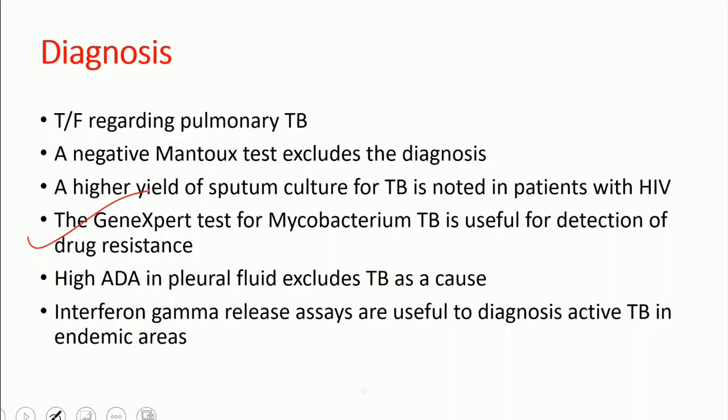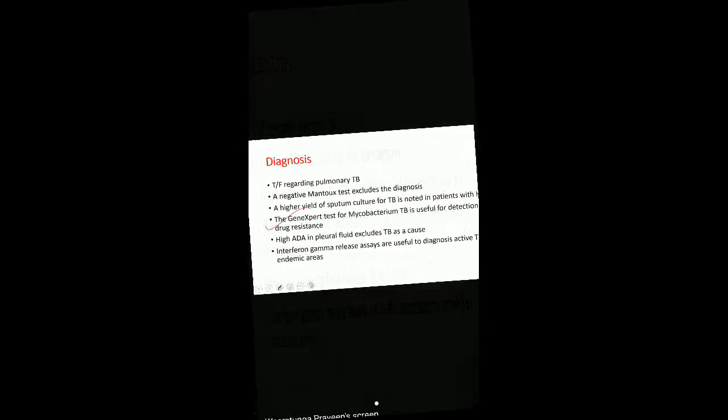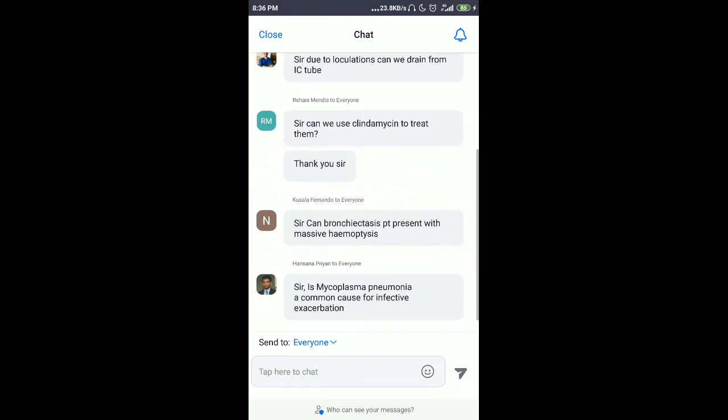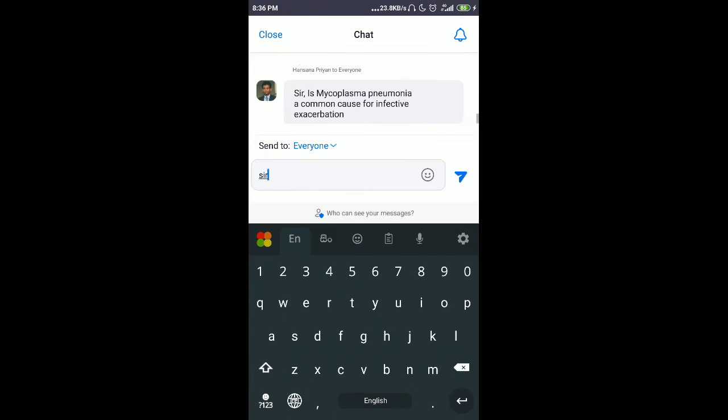But we don't use ADA for any other thing, right? For example, you can't diagnose spinal TB and things with ADA. CSF ADA measurements are not useful. So it is pleural fluid ADA that is important. So remember, ADA is very useful, and when coupled with a lymphocytic exudative effusion has almost 95% sensitivity and specificity.